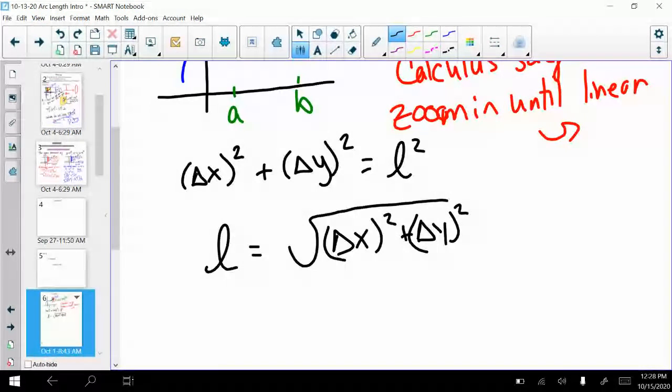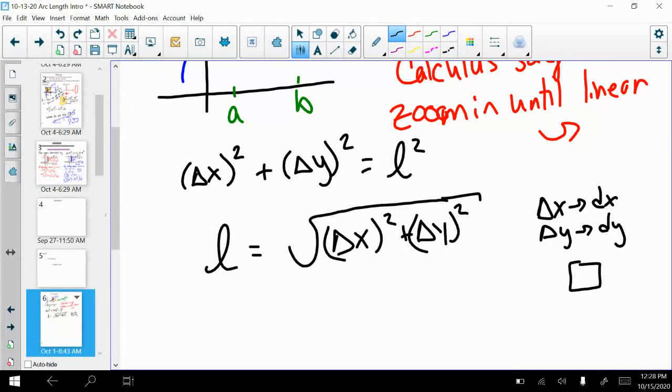Calculus says, let's let delta x get very small, so small we're going to call it dx. Let's let delta y get very small, so small we're going to call it dy. Now right here, dx and dy are acting like a variable. It's not d times x, but rather a single variable dx.